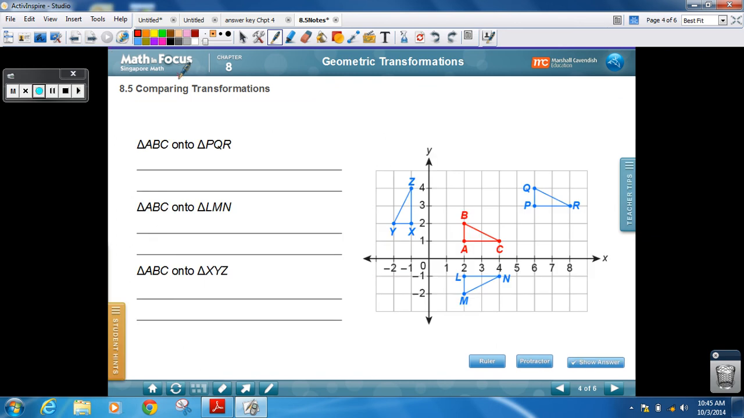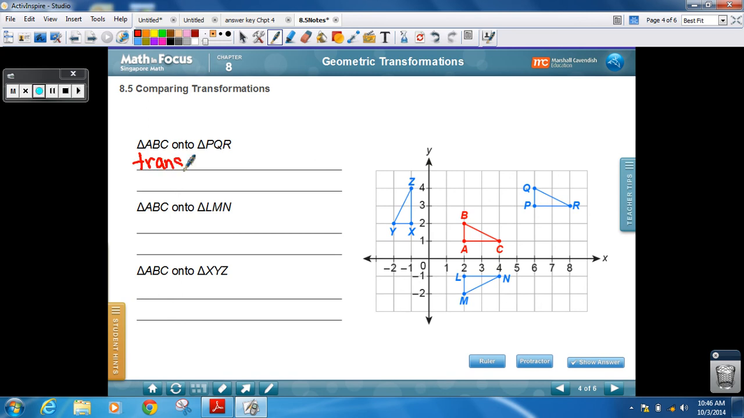Okay, our next one we're looking at here gives us 4 triangles. The original there is located in red, it's ABC. And they want to know how it maps on to each of the following. Well, the first one, ABC to PQR, they're the same size, it was just slid over. So a slide is also known as a translation.